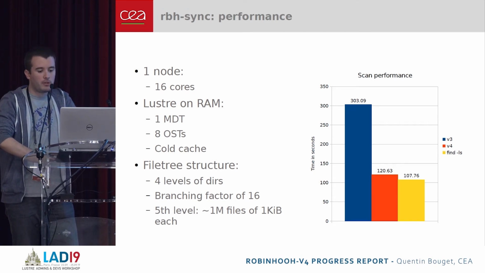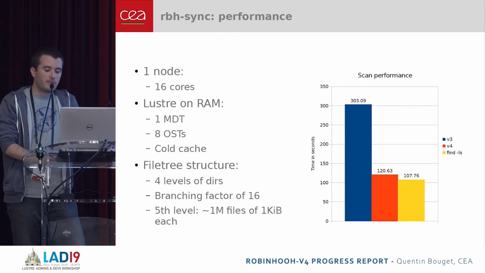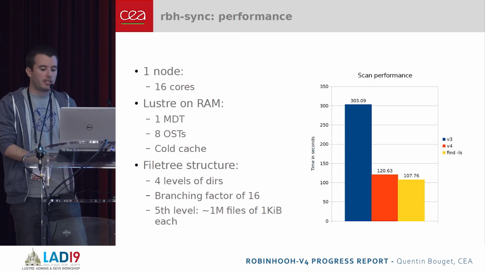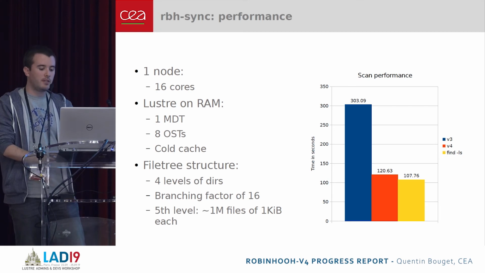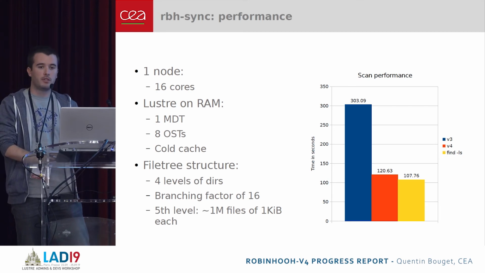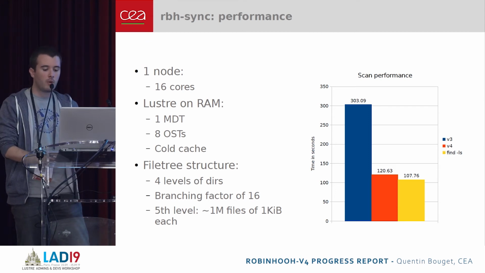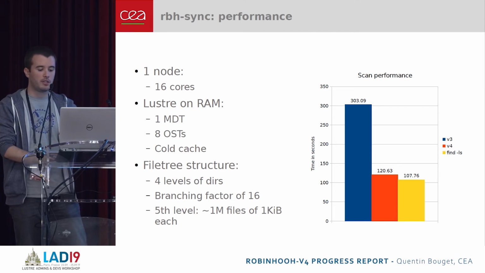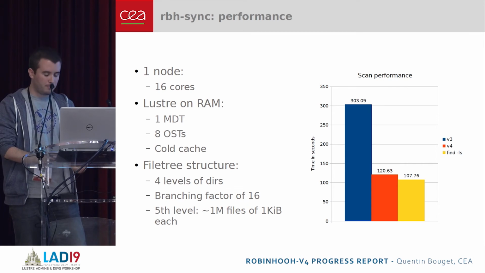Robinhood v4 does about 2 minutes, so more than twice as fast. And it's very close to the performance of find -ls. The difference between v4 and find -ls is probably that Robinhood still has to output and update a database during the scan, while find only has to print its output on your console.